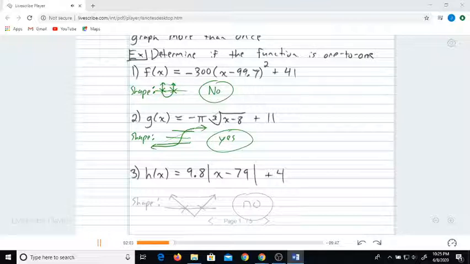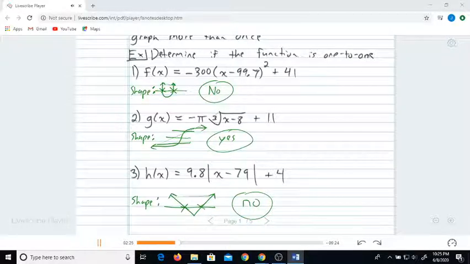Now let's look at the absolute value function. This is on the back side of that library of functions handout, shaped like a V, and this is clearly not one-to-one because a horizontal line will strike it more than once. So this is not one-to-one. So with the horizontal line test, it's very easy to determine if a function is one-to-one.